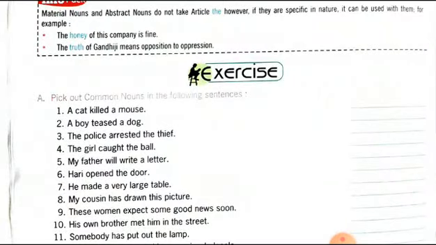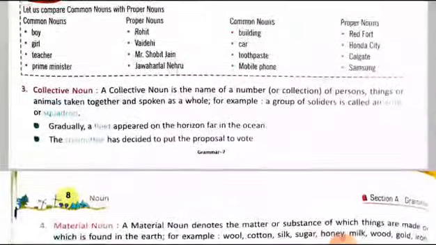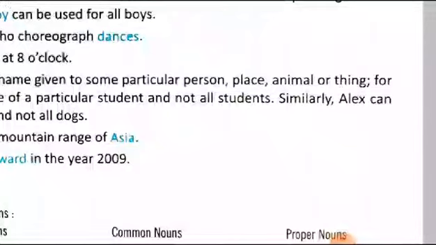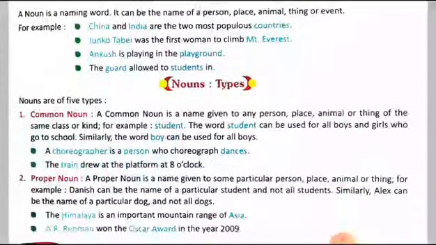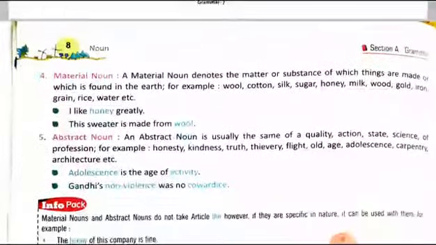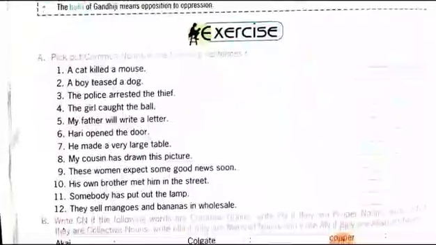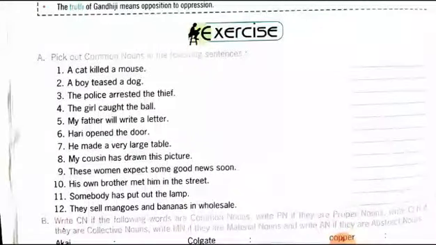Now, hopefully you have understood what a noun is and its kinds also. Go through this chapter again and do Exercise 1. Pick out common nouns in the following sentences. You don't need to find all the nouns here. In each sentence you will find one or two common nouns, and you will have to choose that common noun and write it down in the blank space on the right side. Do it and post it as soon as possible. Thank you.